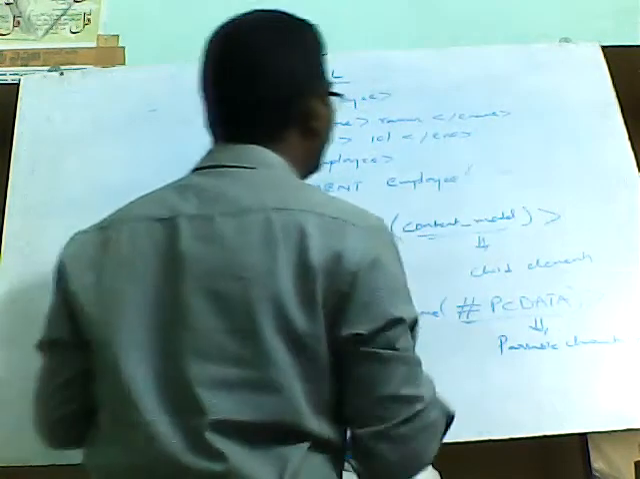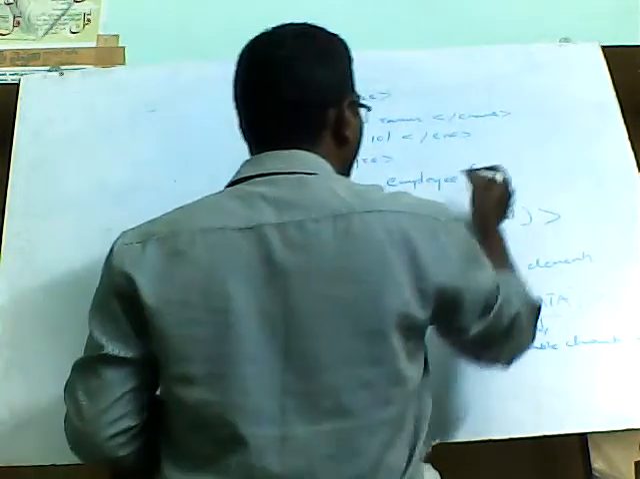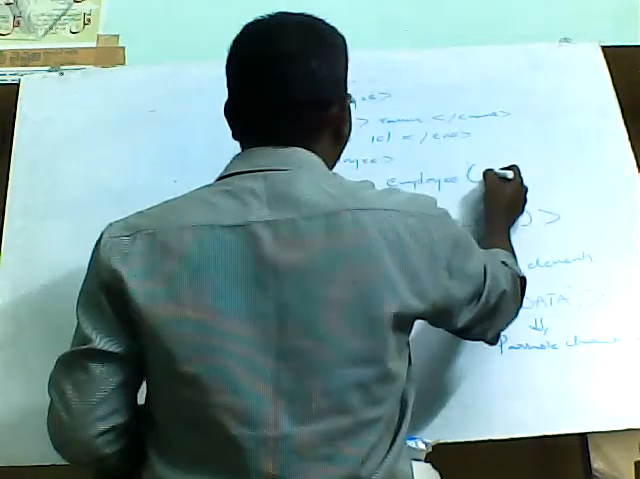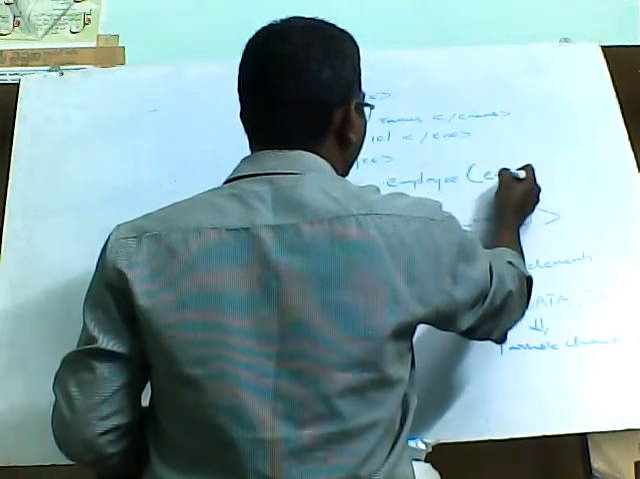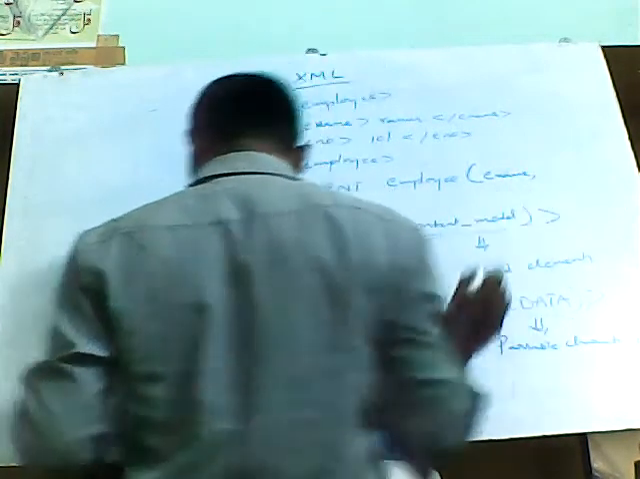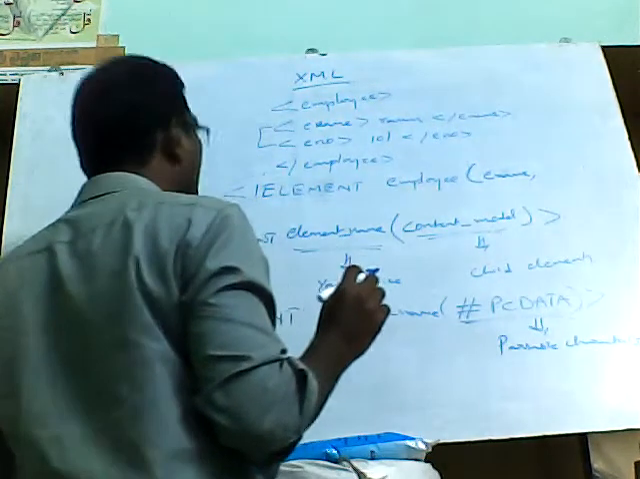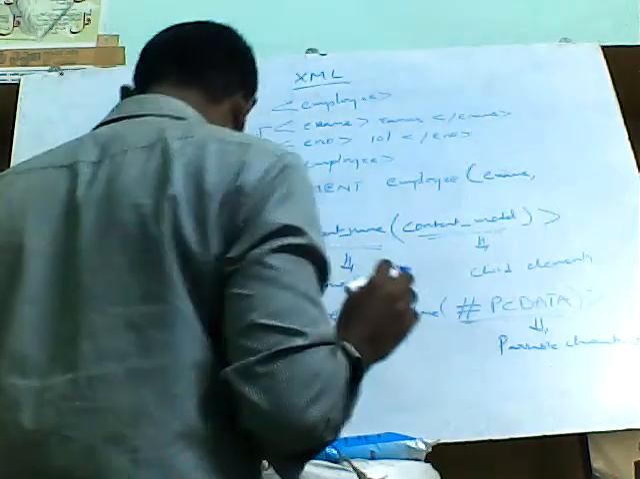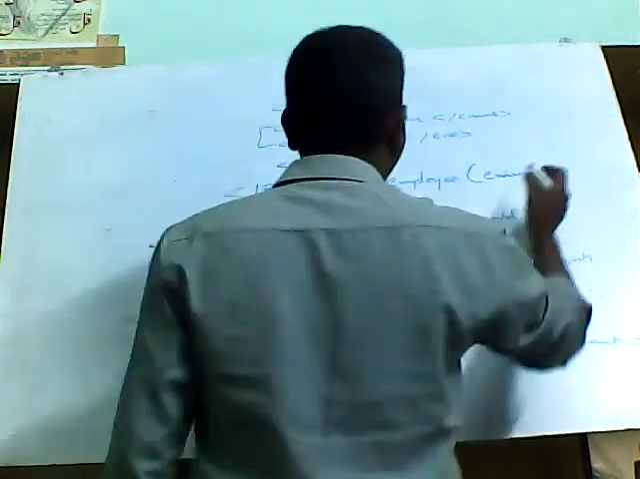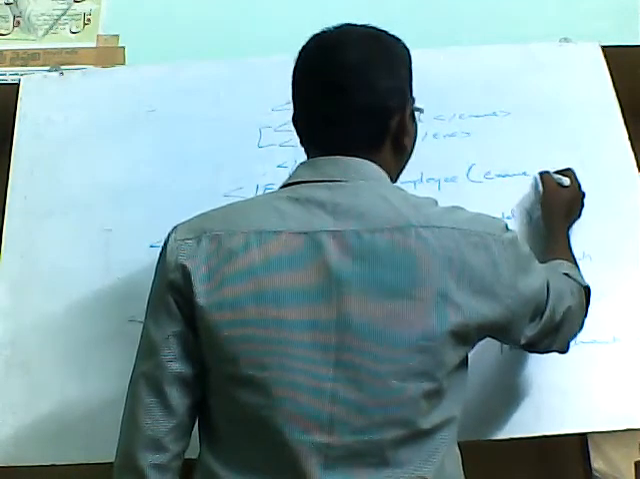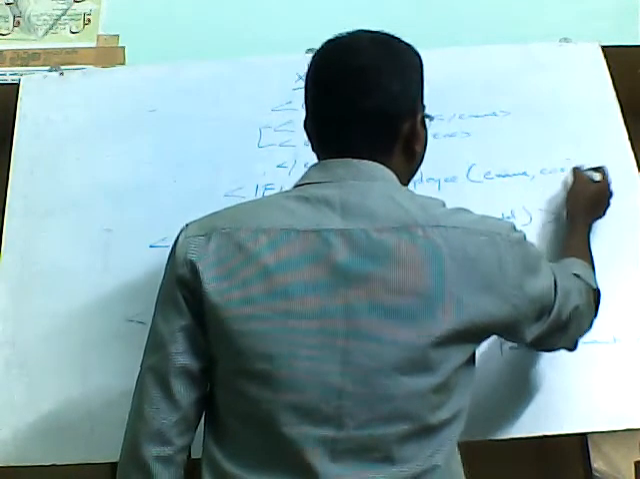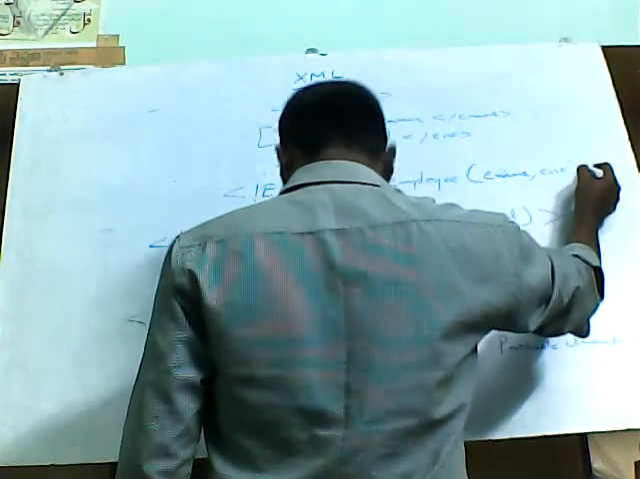Under the employee, what are the child elements we have here? Child elements are name, comma, right? Employee name, comma, number. Okay. These are all what? Two different child elements, then close the tag.